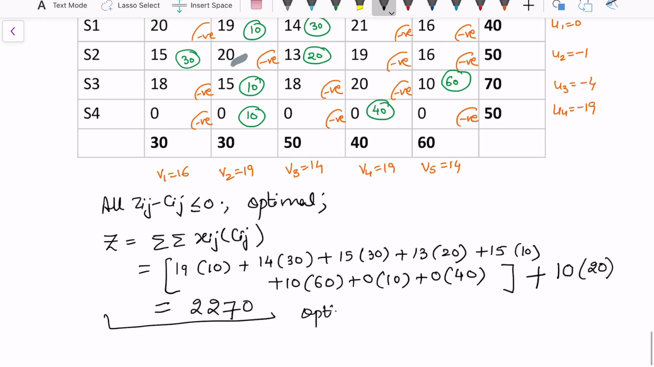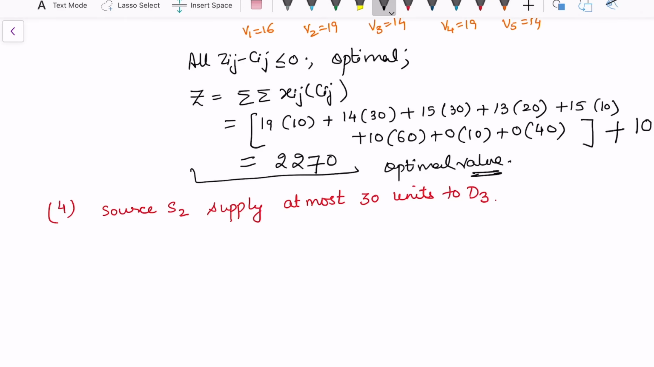This is the optimal value, and we know how to identify the basic variables: the circles, the green ones, are the basic variables. Now in the fourth part, source S2 supplies at most 30 units to D3. That means the allocation X23 should not be more than 30 units.